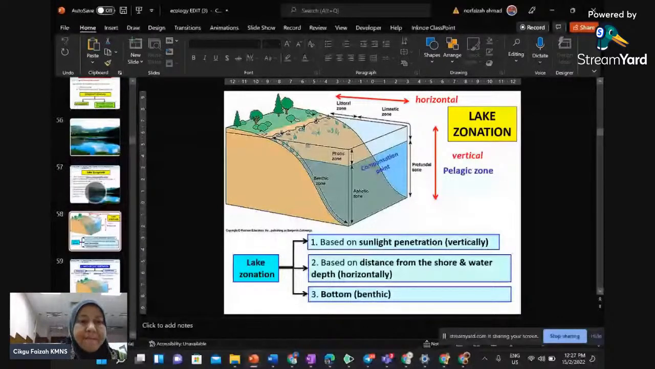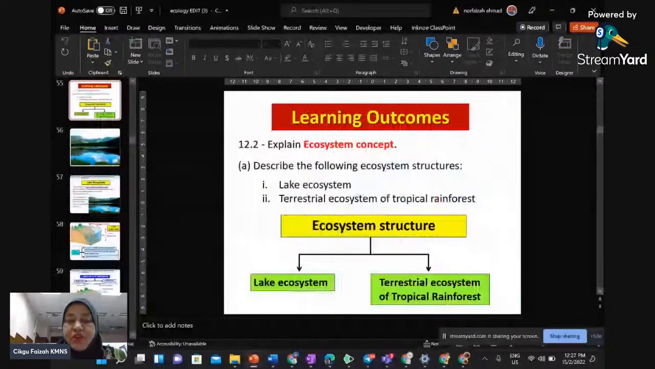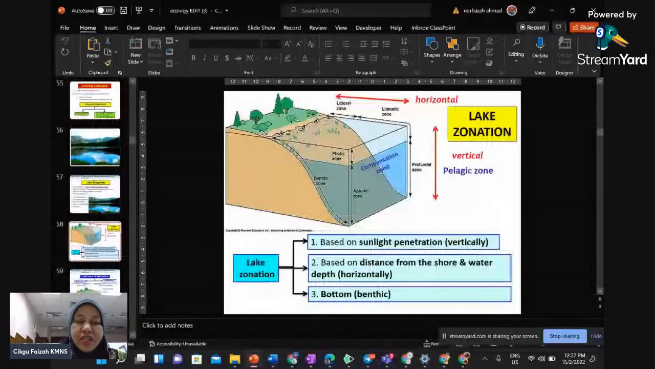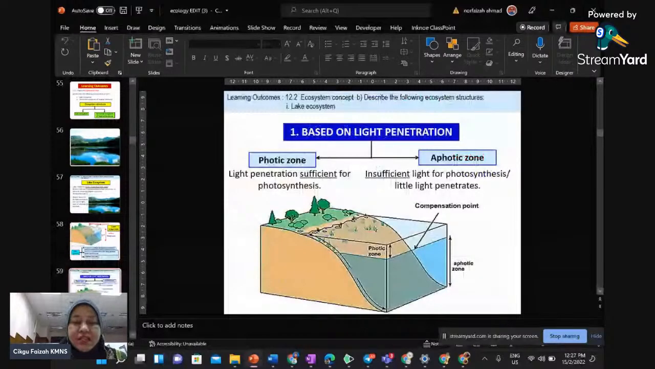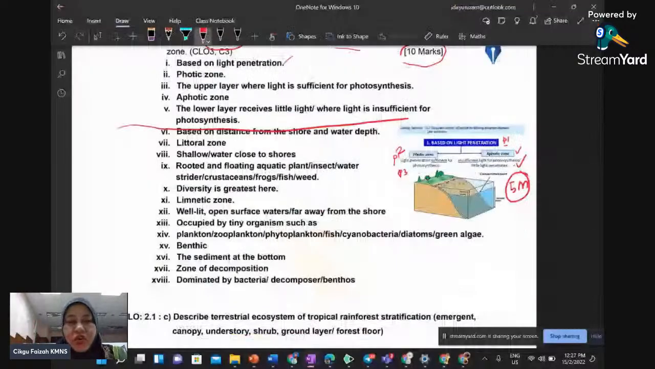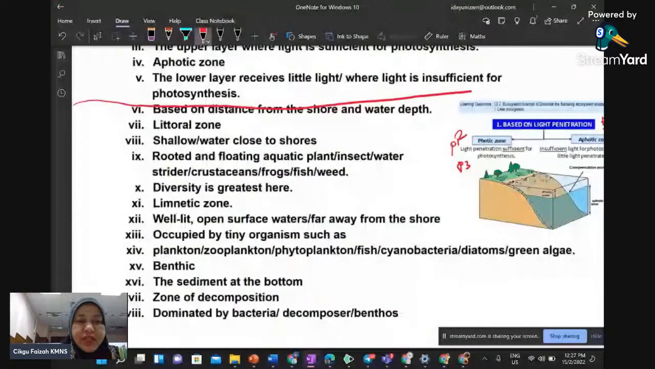Okay, so based on this lake zonation for the water depth, the distance and the water depth class, you can go and look at the littoral zone, which is shallow and the most diverse, like teacher mentioned. That is referring to A just now, if you look at the structure.